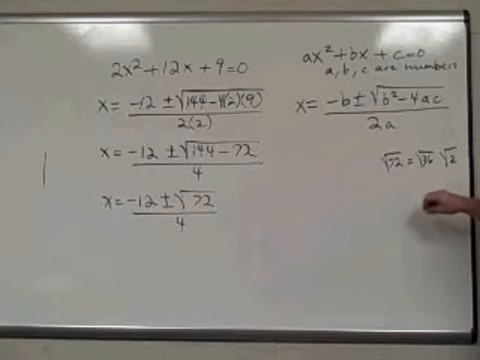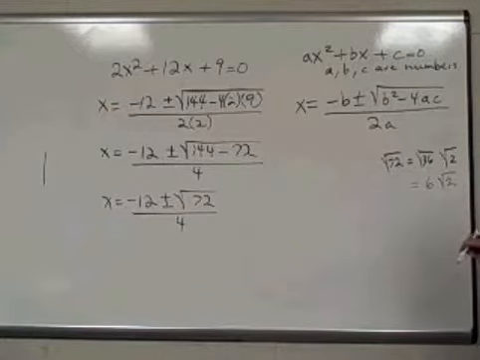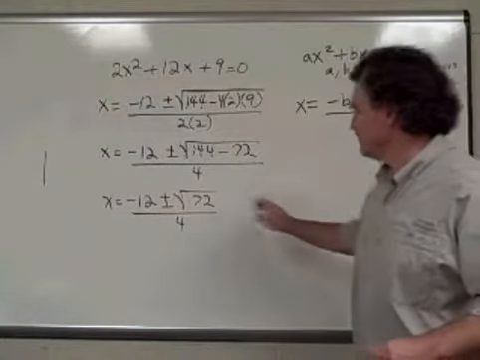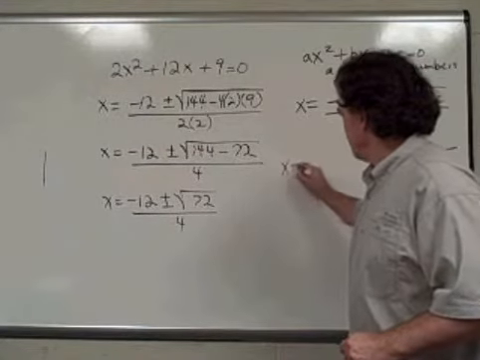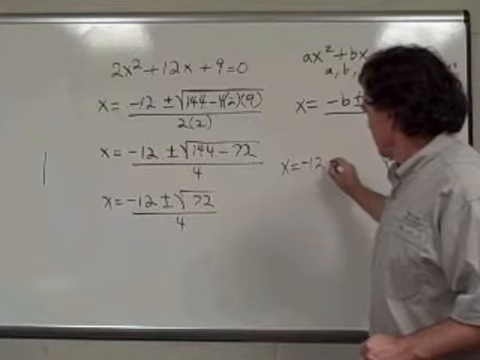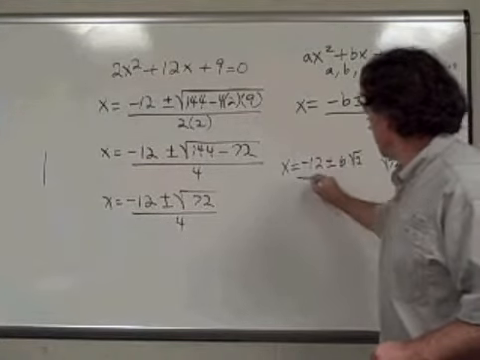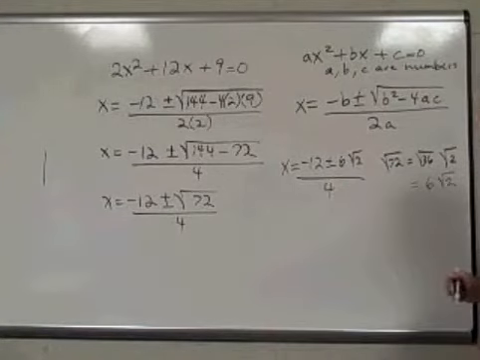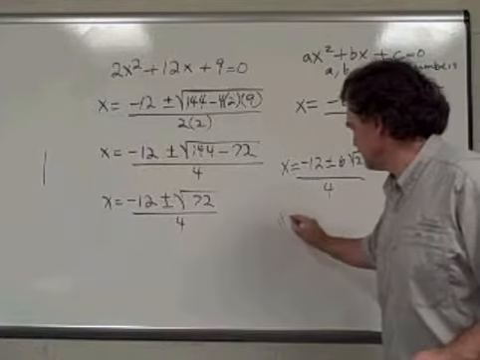So I can break apart the square root of 72 into the square root of 36 times the square root of 2. And now I can take the square root of 36, which is 6. Square root sign is gone because I took the square root. So I'm going to replace the square root of 72 in this expression with 6 times the square root of 2. So my x values equal negative 12 plus or minus 6 times the square root of 2, all of that over 4. Now, split apart the fractions and do what simplifying you can do.